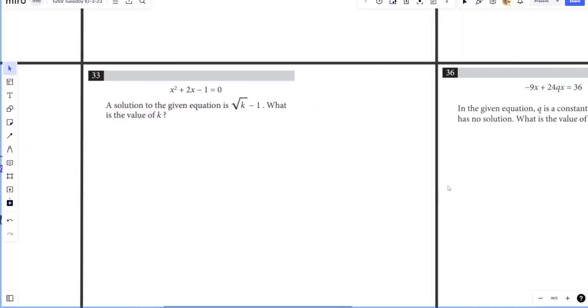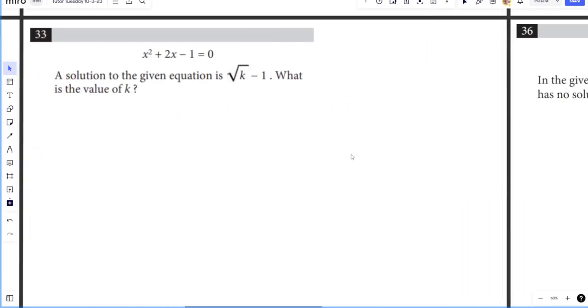Yeah, next question is 33. A solution to the given equation is square root of k minus 1. What is the value of k? Okay. I mean, this looks oddly familiar to me. It looks kind of just like an alternate form of a solution from the quadratic equation.